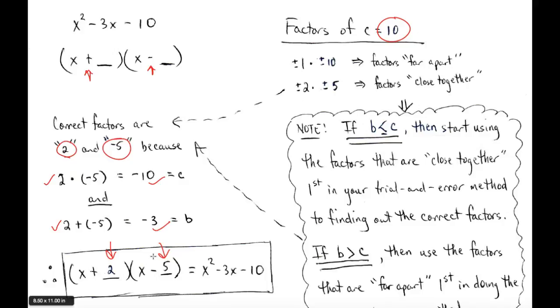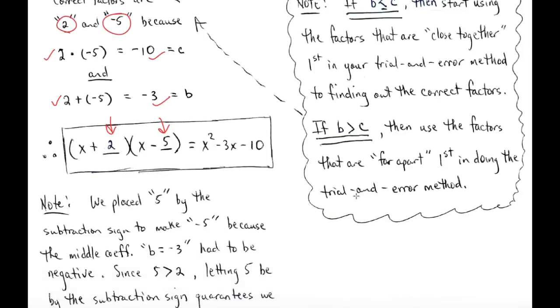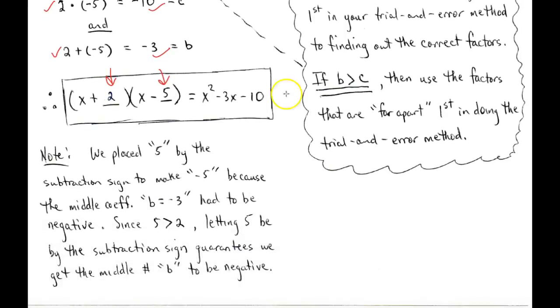And how we check all that is that we multiply the inner terms and the outer terms to see if they actually add up to be negative 3x. Again, the outer and the inner terms have to add up to be whatever this is right here. So if we do x times a negative 5, that's going to be negative 5x. And if we do 2 times x, that's plus 2x. And of course, that turns out to be a negative 3x.